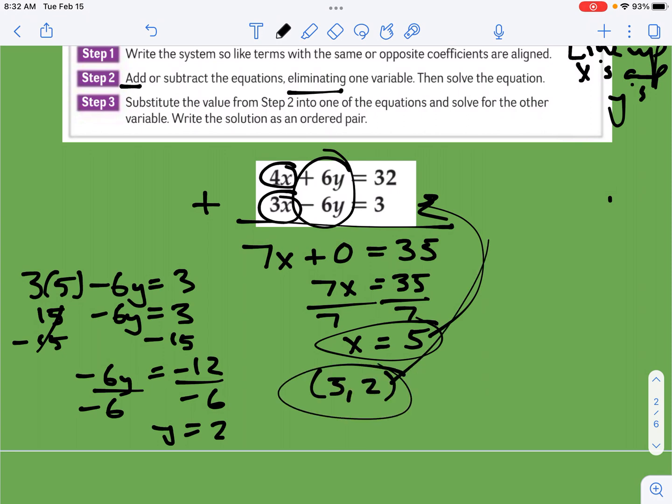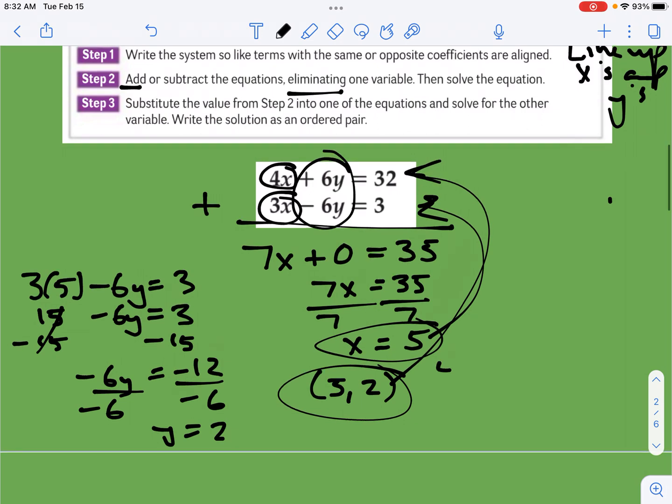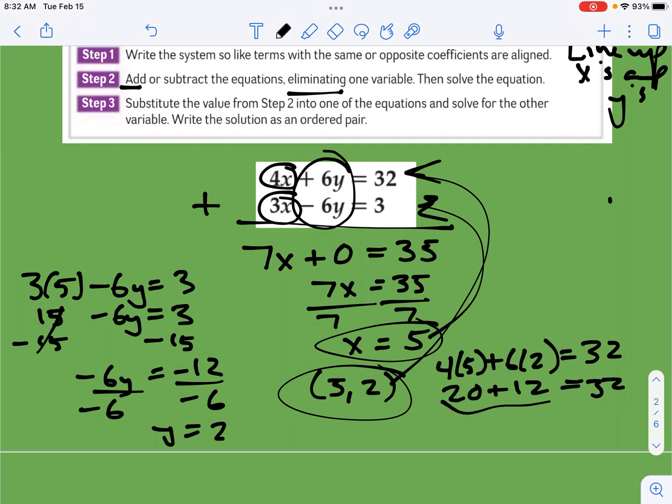So let's put this in this top equation here and make sure we're good. So 4 times 5 plus 6 times 2 equals 32. Well, let's find out. 20 plus 12. Yeah, that works out, right? 20 and 12 make 32, equals 32. You have what you want there. So this indeed is our solution. Looks good, and it was pretty easy. Definitely easier than doing substitution for the entire thing.